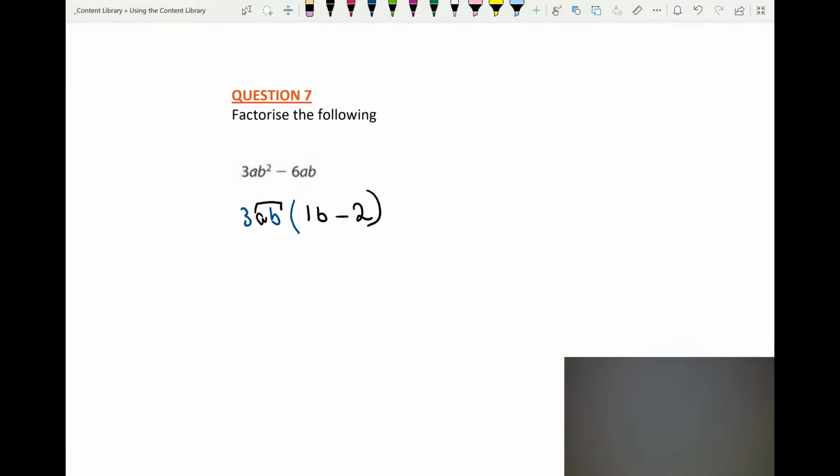Again, let's just check it. I'll show you why that is. If I was to draw my arrow here, 3ab multiplied by 2 would be 6ab. And that's it. That's factorizing. You've taken something out that's common to both of them. And that's the first type, and that's perhaps the easiest type to do.